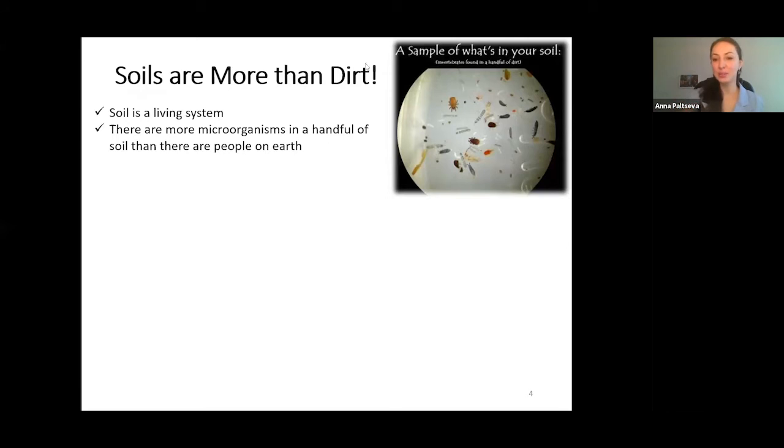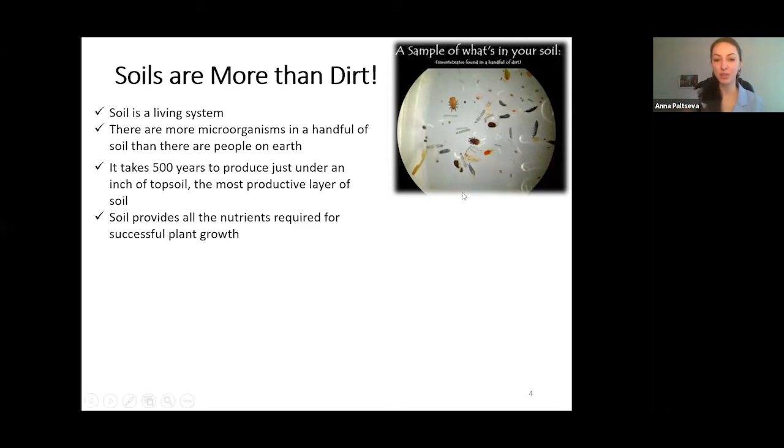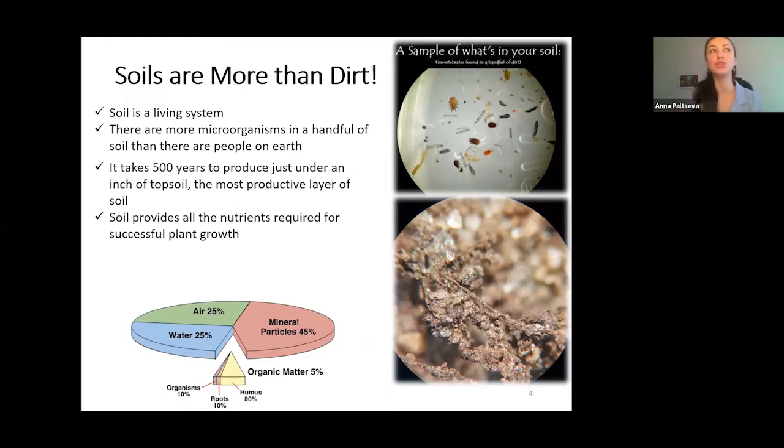And this is how it looks under a microscope. It's really, really diverse, and we don't even see or know all the organisms in the soil. It takes a really long time to form soil, up to 500 years to form an inch of topsoil. And soil provides nutrients, and that's what we will talk about today. We will see how this formation process takes place.